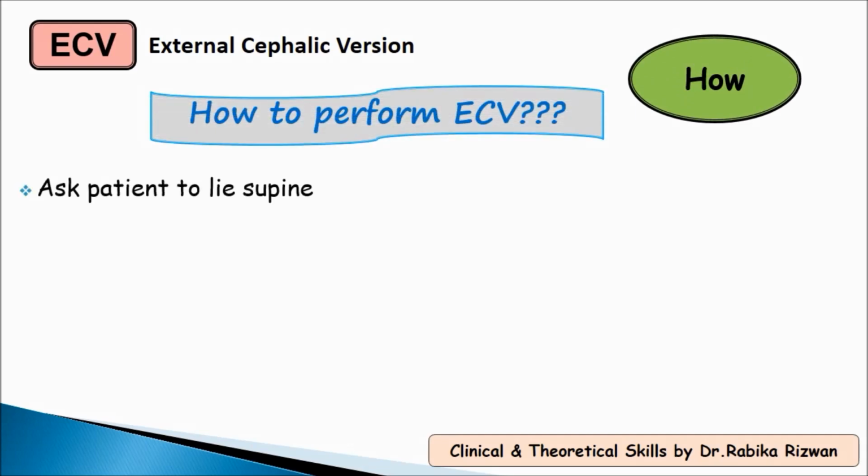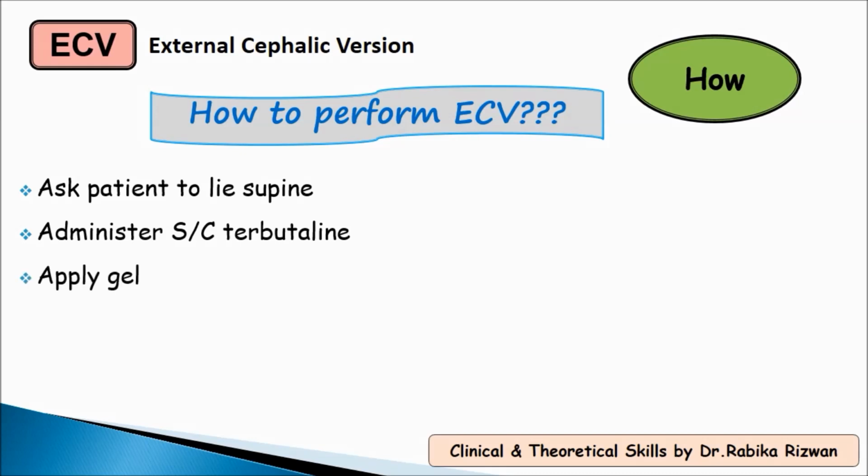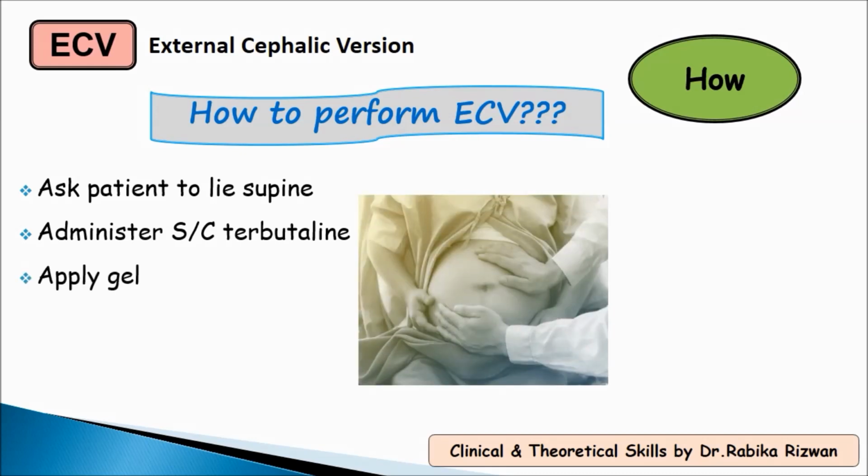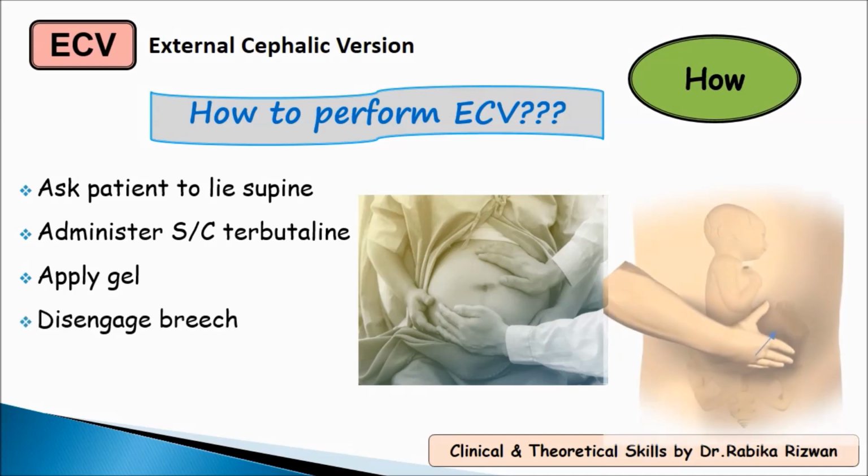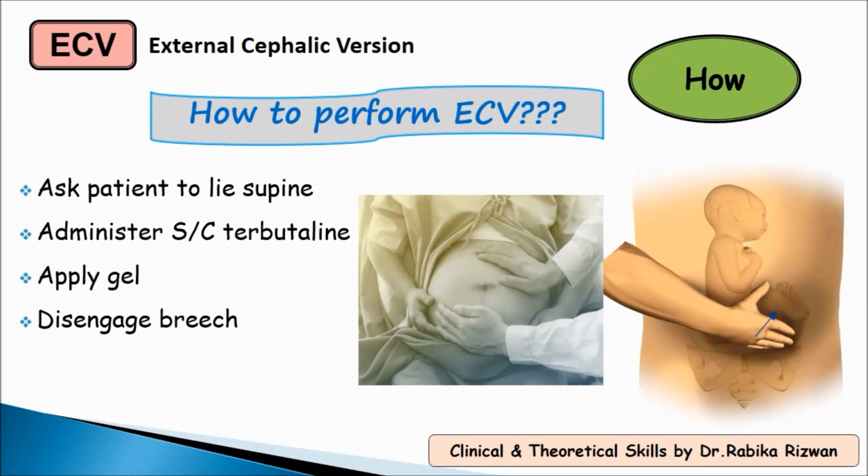When you're ready to perform ECV, ask your patient to lie supine, administer terbutaline 0.25 milligrams subcutaneously, then apply a good amount of gel on the abdomen. It is going to reduce the friction while rotating the baby. Then expose your patient from xiphisternum to pubic symphysis. You can put a draw sheet on the chest and another draw sheet on the maternal thighs.